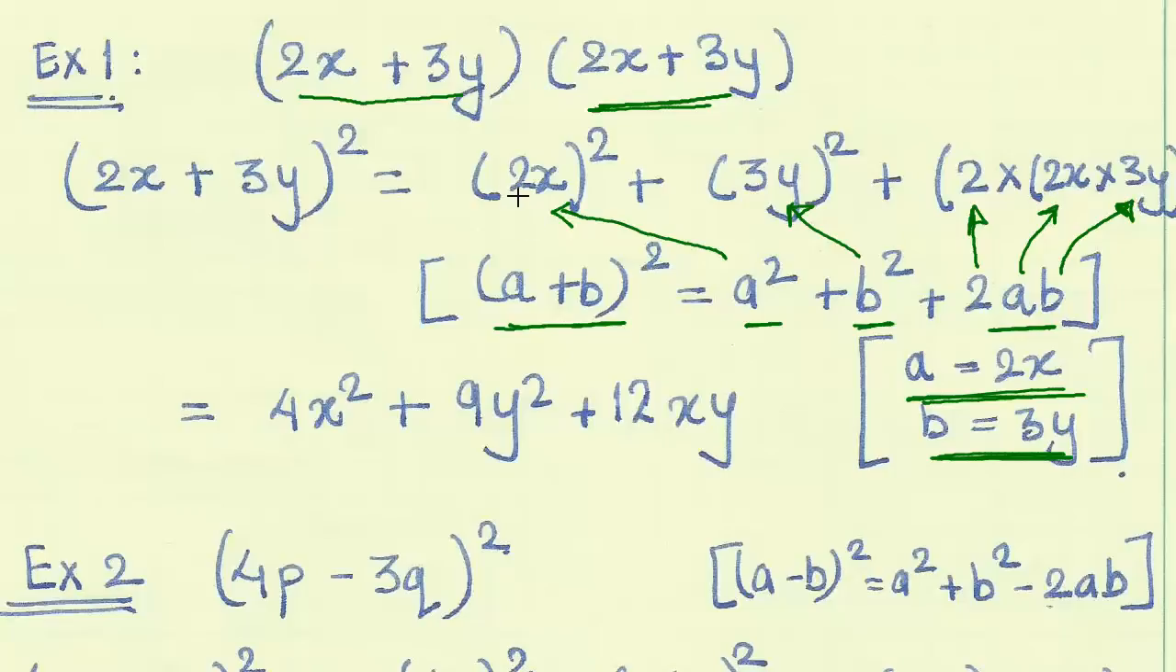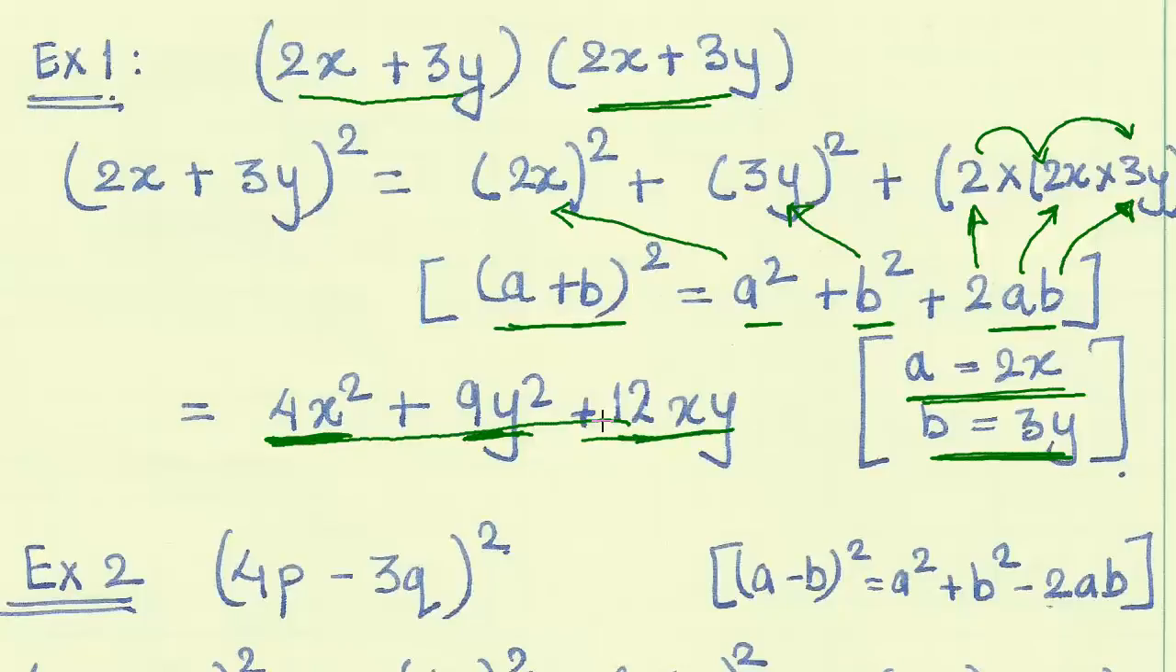Now when you simplify this, remember that you have to square both the factors in this term. So 2 times 2 is 4 and x times x is x squared, so you get 4x squared. Then (3y) squared, so 3 times 3 is 9 and y times y is y squared. Then 2 times 2 is 4, 4 times 3 is 12. So we are multiplying all the constant coefficients here. We get 12 and x multiplied by y is xy. So your answer is 4x squared plus 9y squared plus 12xy.